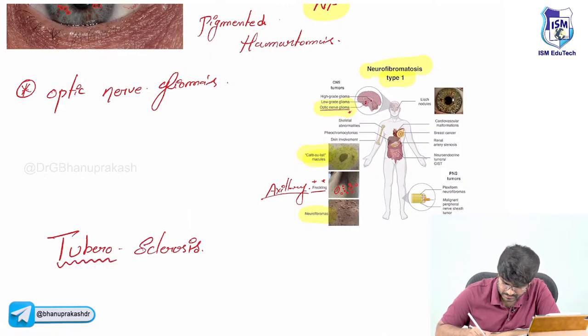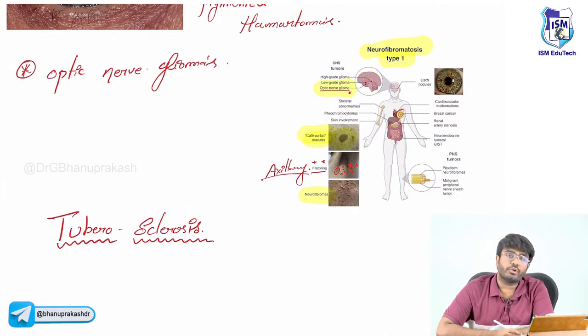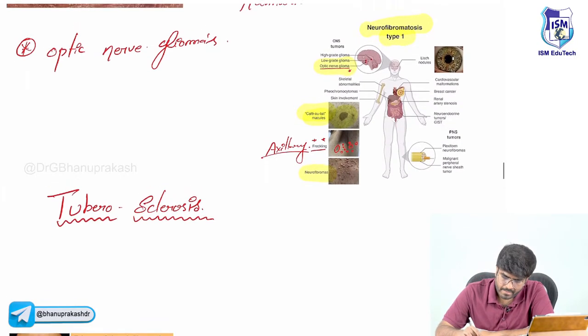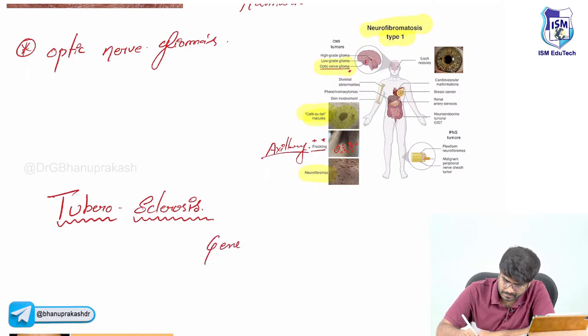Okay, tuberous sclerosis. Come on, guys. What is the gene mutation? Do you know what gene mutation is seen in tuberous sclerosis? Any idea? The gene mutation is TSC, the tuberous sclerosis gene.